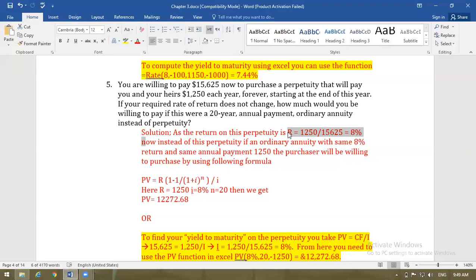As we know that the interest rate is 8%, the payment is 1250, and n is equal to 20, then we get the present value equal to 12275.68. With the same rate of return, the present value of the annuity will be 12,272. Next question.